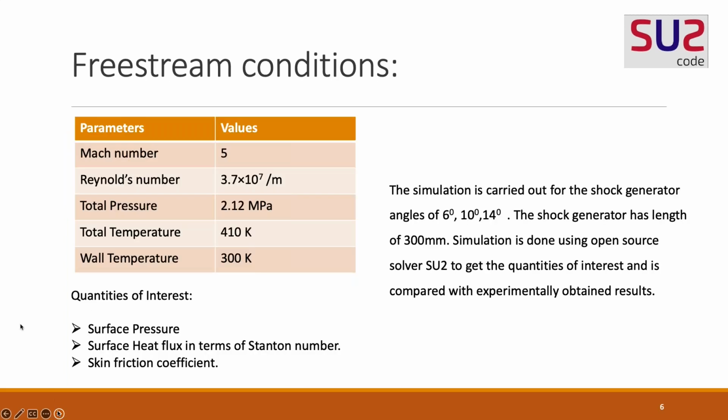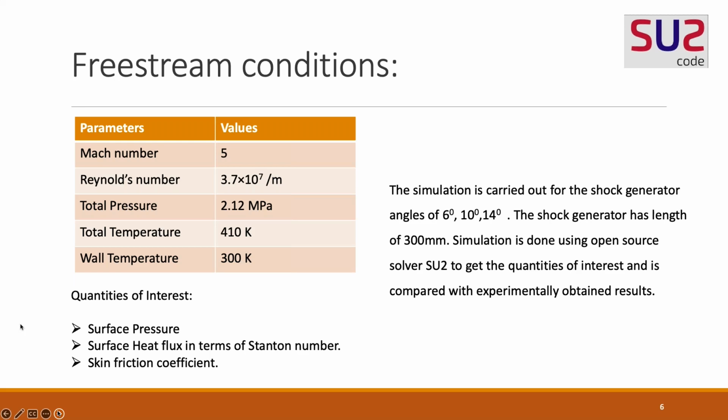Going to the next topic, we are looking at the free stream conditions used for the study. Here, we have chosen the incoming Mach number to be 5 and the Reynolds number to be 3.7 times 10 to the power 7 per meter. Total pressure is 2.12 megapascals, total temperature is 410 Kelvin, and wall temperature is fixed at 300 Kelvin. The enthalpy is 0.41 megajoules per kg.